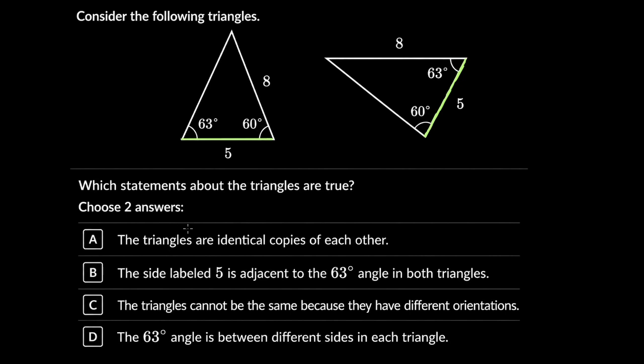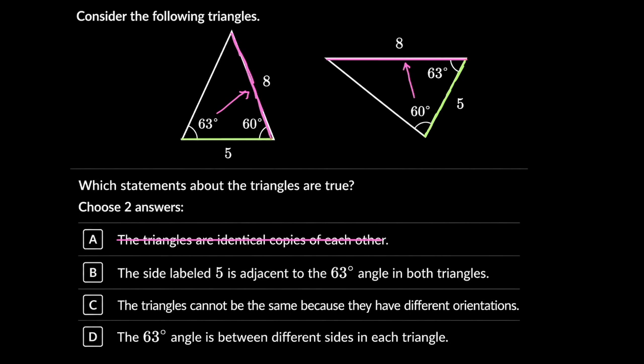But then when I look at the other side, the side of length 8, right over here, in the first triangle, it is opposite the 63-degree angle. And then in this second triangle, it's not opposite the 63-degree angle, it's opposite the 60-degree angle. So I don't think these are identical copies of each other. So I'm going to rule this one out.